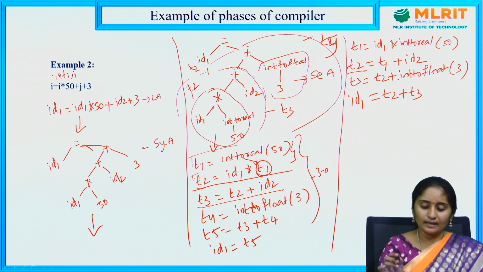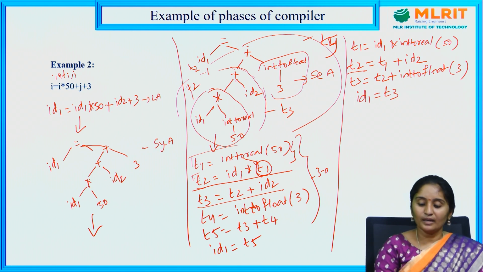And next T3. So directly I can assign here ID1 equal to T3. Instead of writing that statement, we can directly assign it to T3. So this is nothing but the code optimizer. This code optimizer output is given to a code generator, so the code generator generates the output.